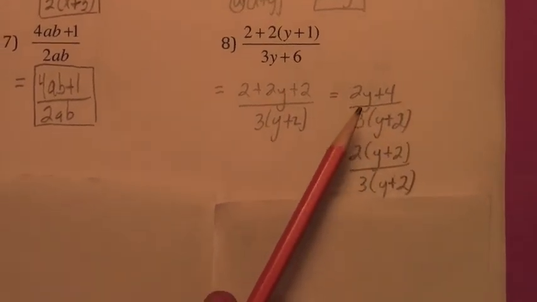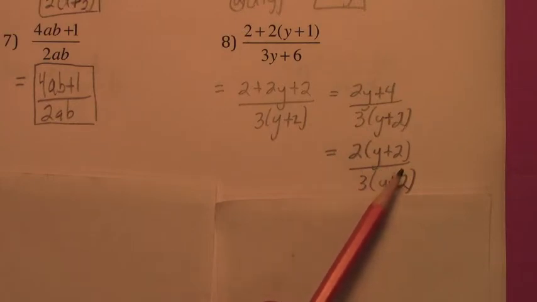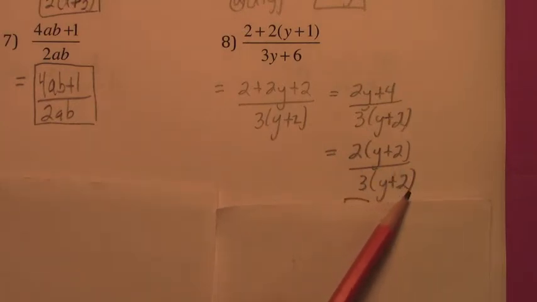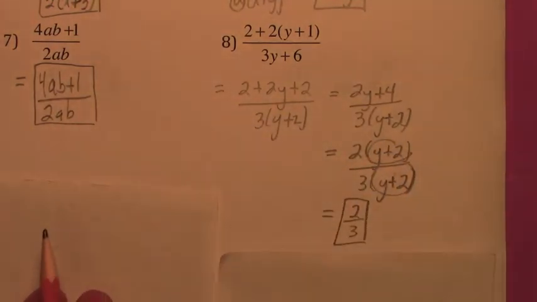You can factor a 2 out of the top, see? Now the top is 2 times the quantity y plus 2, the bottom is 3 times the quantity y plus 2. Is there anything you can do? That's right, the y plus 2's form a common factor of 1. And it forms a factor of 1, I should say. So your answer is going to be 2/3.